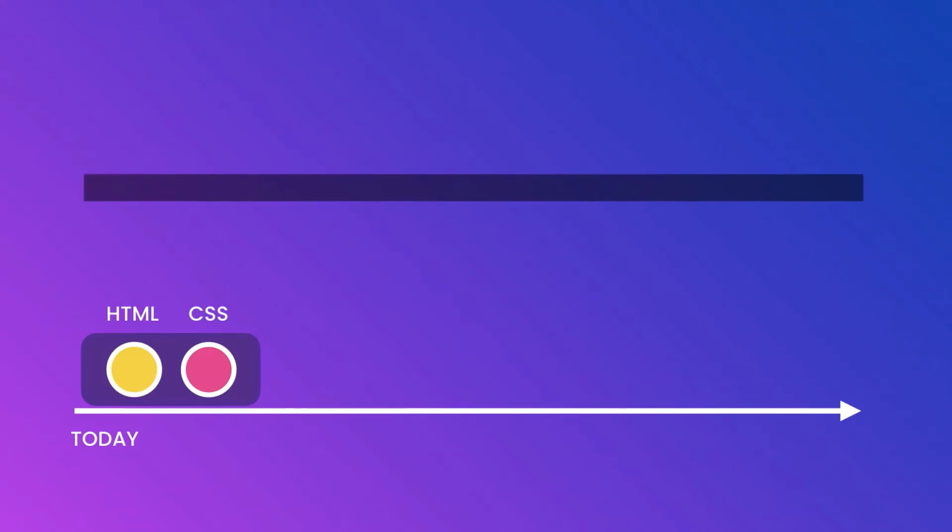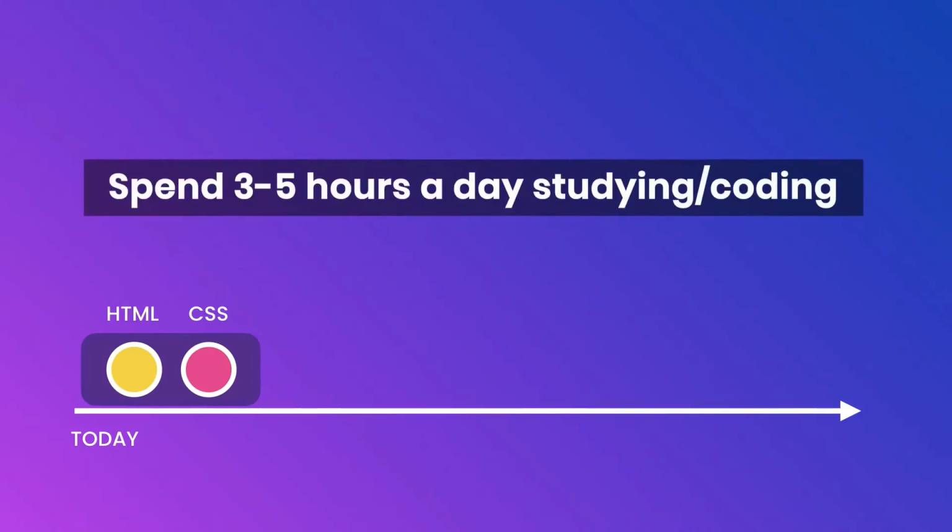So your front-end development journey starts with HTML and CSS. I would say if you spend 3 to 5 hours every day studying and coding, you should be able to have a reasonable understanding of these two languages in about a month or a month and a half.